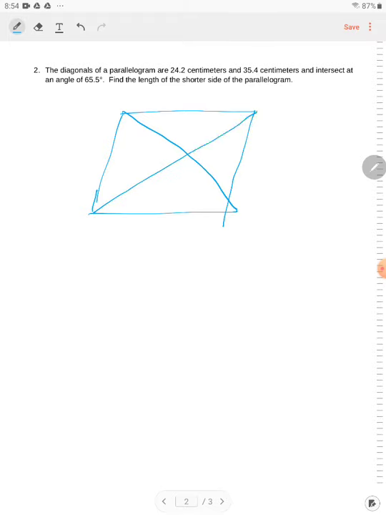The diagonals of a parallelogram are 24.2 centimeters and 35.4 centimeters, and they intersect at an angle of 65.5 degrees. Find the length of the shorter side. Now, from geometry, you are supposed to remember that the diagonals bisect each other, which means I get two congruent pieces. So this piece and this piece are congruent. These pieces are congruent. So if you take 24.2 divided by 2 is 12.1.